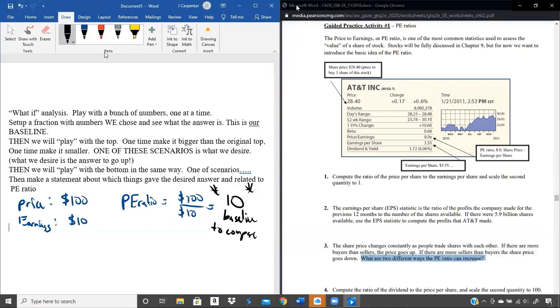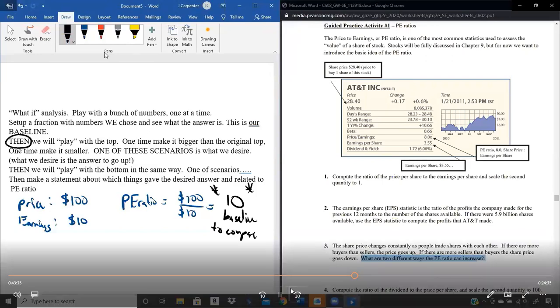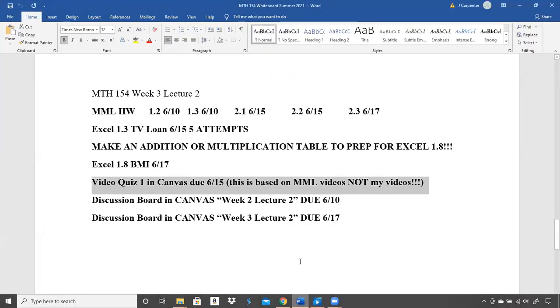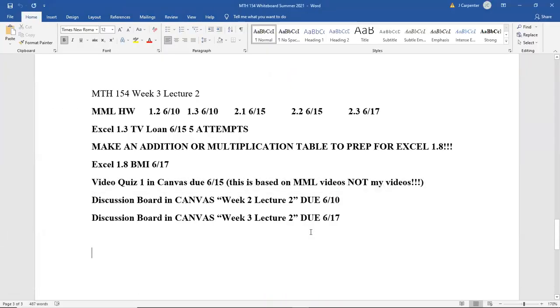So now what we're going to do is we're going to play with the top. So in this 100 over 10, I'm going to one time change the 100 to a bigger number. Then I'm going to one time change that 100 to a smaller number. And that is where I'm going to leave things off.